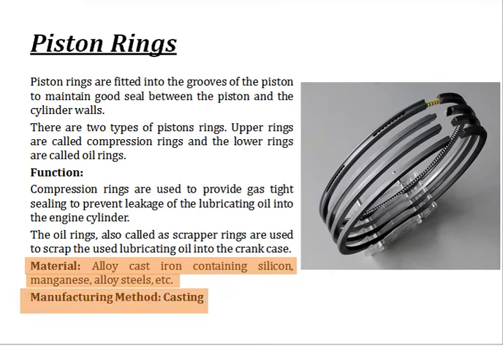Now in this diagram I will clearly show you. So there are 3 compression rings. First compression ring, second compression ring, third compression ring and this is the oil ring. You can see these grooves in the oil ring. You can see these spring type grooves which act as a scraper to remove the oil from the cylinder walls.